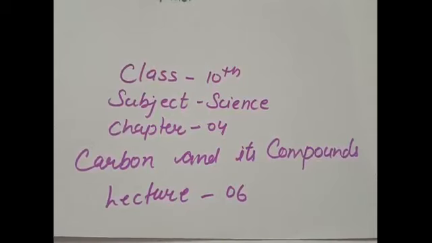Hydrocarbons are of further two types, saturated and unsaturated hydrocarbons. Saturated hydrocarbons are also called alkanes, and unsaturated hydrocarbons, which have double and triple bonds between the carbon atoms, are called unsaturated. These are also called alkenes when carbon has a double bond with another carbon atom, and when carbon has a triple bond, then it is called alkynes.